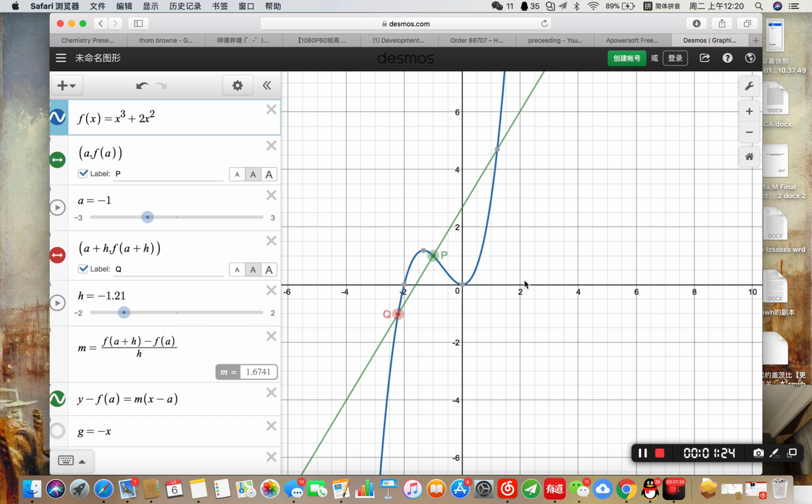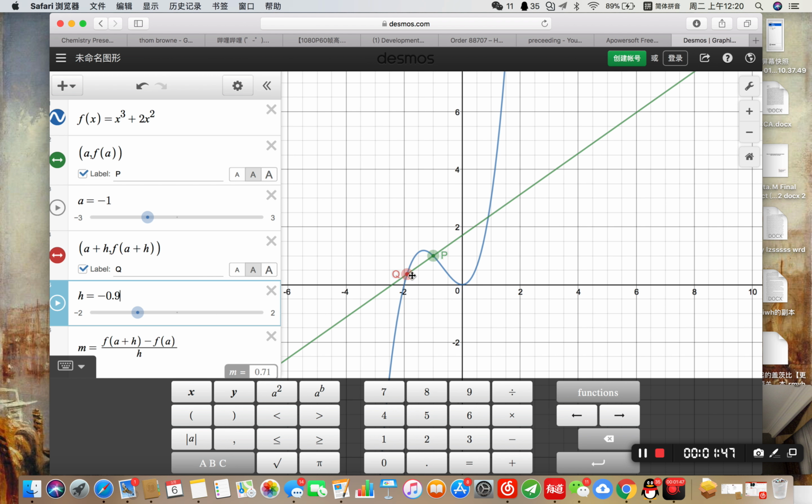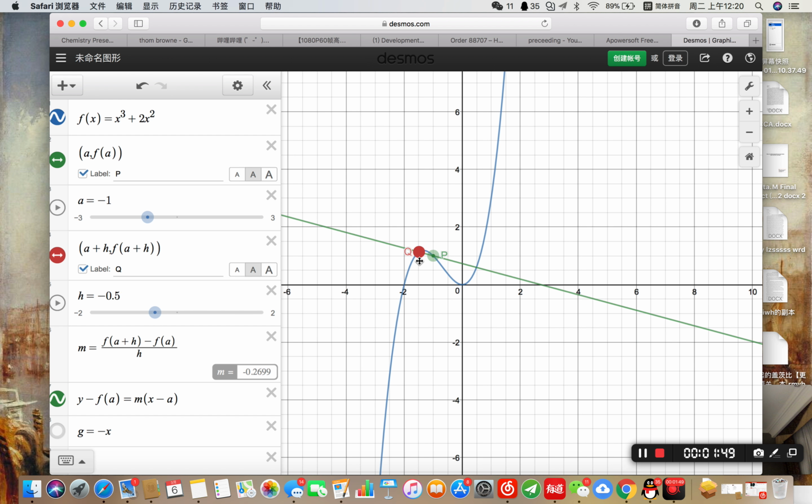Because we need to prove it from both sides, from the preceding interval and also the following interval. So in the situation that we are dealing with the preceding interval, the h should be a negative value. That means on the graph the Q point is on the left side of the P point. And now connect P and Q with this green line called the secant line.